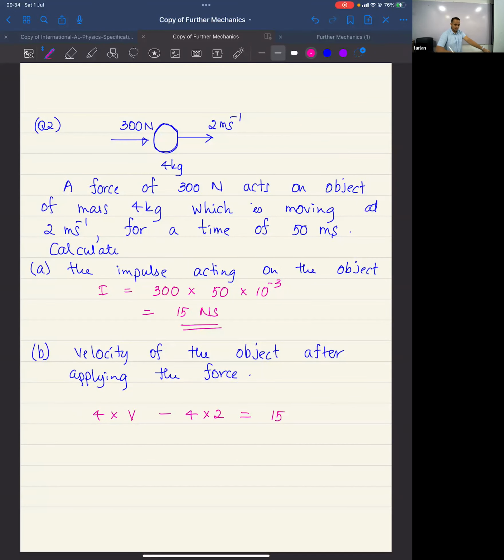what? 15. So 4 into V is 4V. 4 into 2 is 8. That is equal to 15. So 4V equals, take the minus 8 to the other side, 15 plus 8 is 23. So V equals 23 divided by 4, that is 5.75.